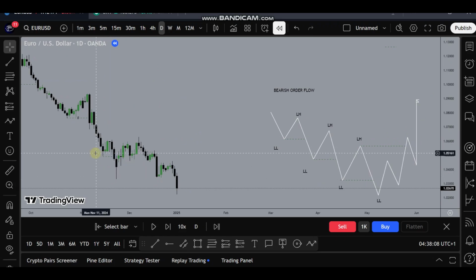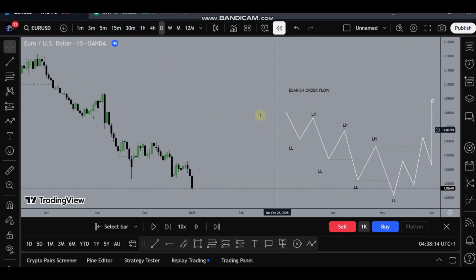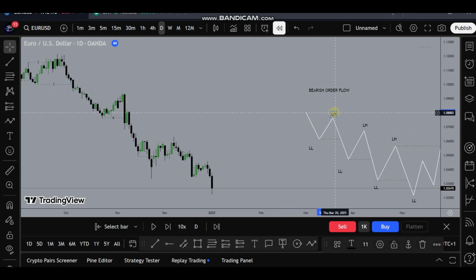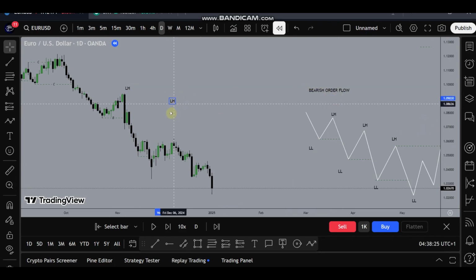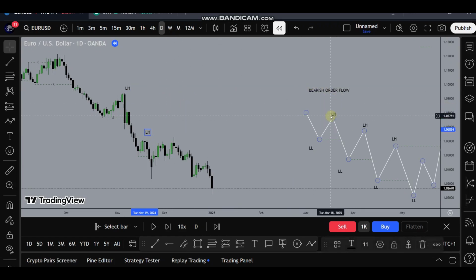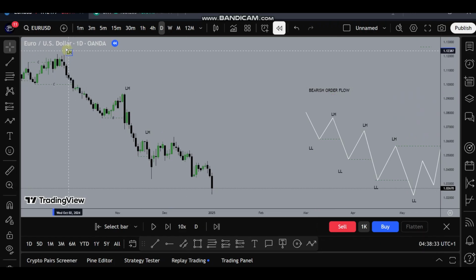Between this low and this low, where is the highest high? Here. That means here is the lower high. So let me just label these guys. Lower high. Lower high. Lower high.